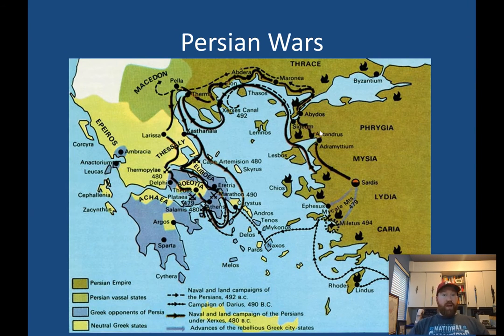And you can see another thing I think is interesting to point out here. You'll notice that there are a collection of neutral Greek states, right? For example, the city-state of Argos and the city-state of Thebes are in this neutral territory. They tried to stay out of the Persian War. So when we talk about Greeks versus Persians, it's not even all Greeks, right? It's basically Greeks from certain city-states banding together to try to fight off the Persians.